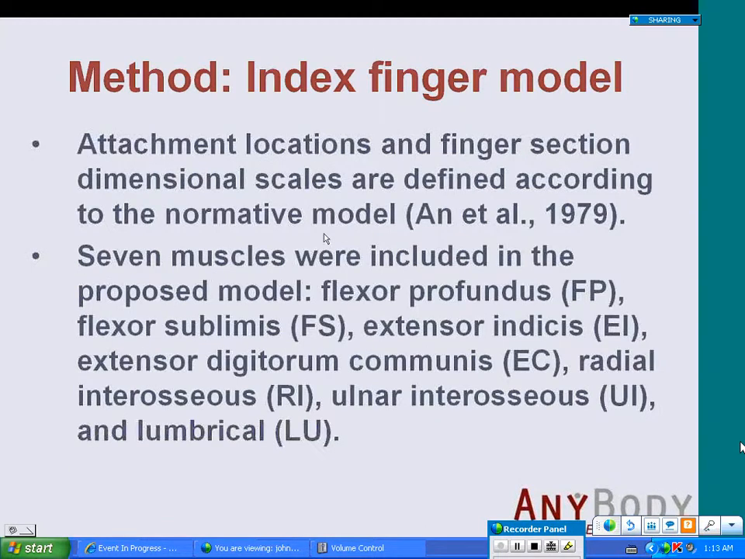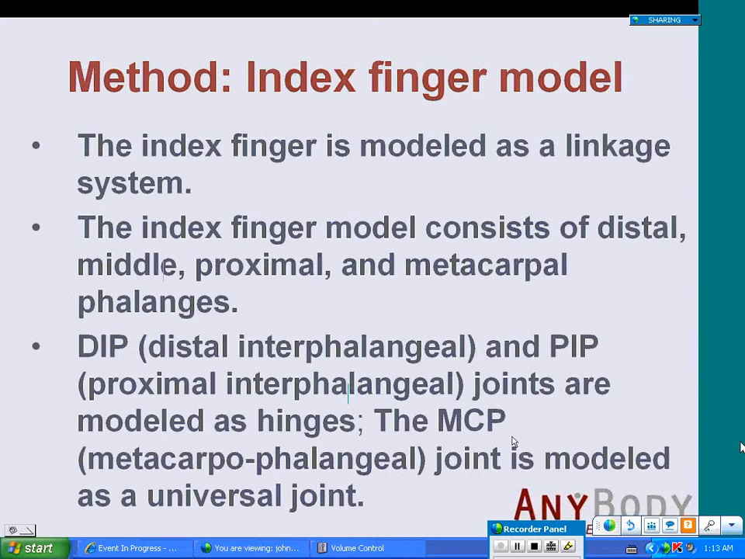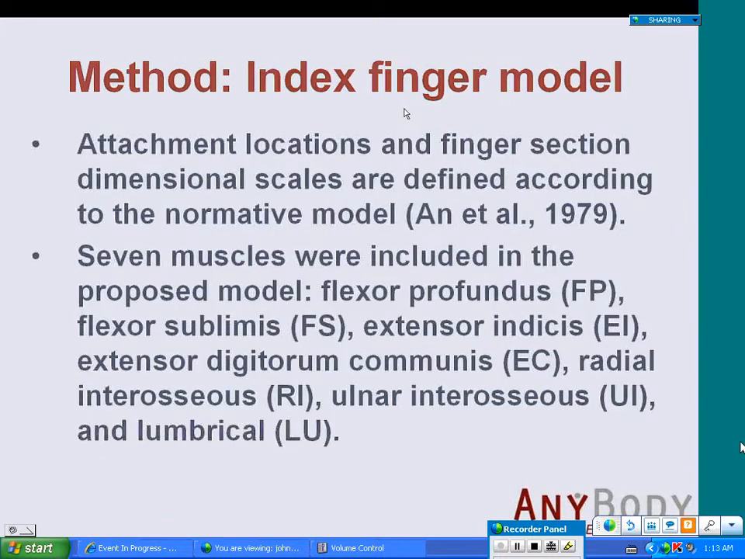So the finger model includes all the 7 major muscles. The muscle has attached the bone. The attachment locations and finger section dimensions are defined according to the well-known nominative model developed by Dr. An in 1979. So there are 7 muscles included in our model.